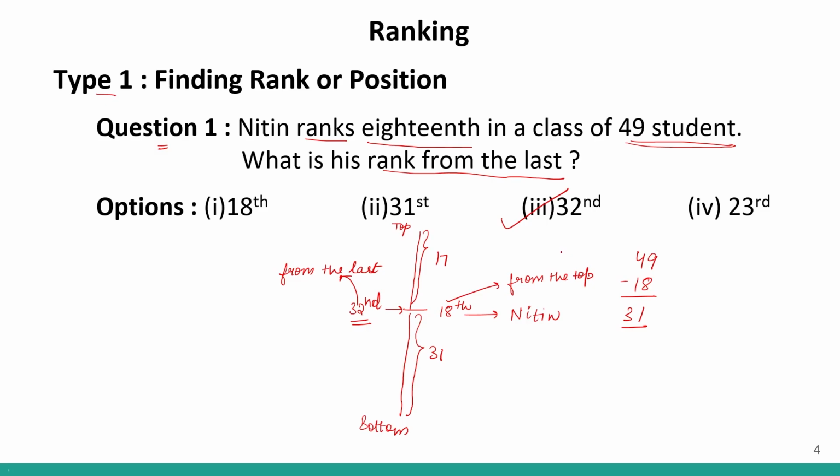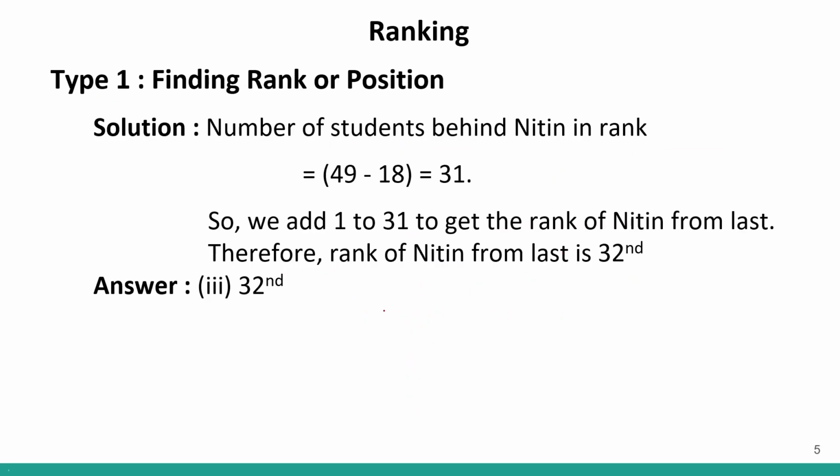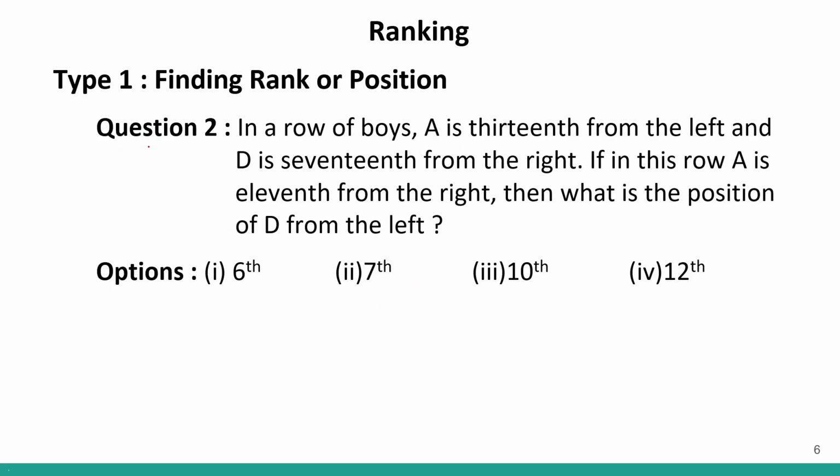Clear? This is the solution. You can check out the solution. Moving on to question number 2. Question number 2 says that in a row of boys, A is 13th from the left. So A's position is given to us from the left. So left means this side and right means this side, correct?